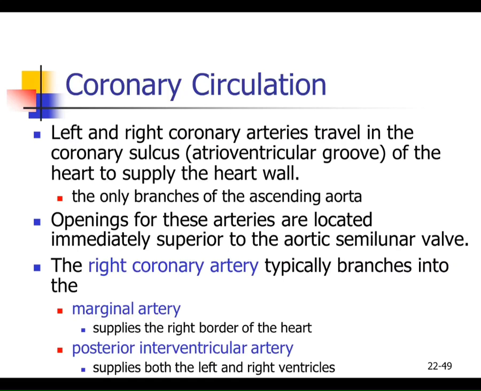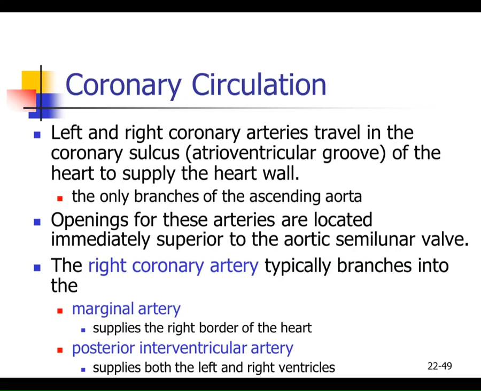You can go without oxygen to the brain for 4 or 5 minutes before you have irreversible brain damage. It's not much different for the heart, right? The heart just constantly needs that oxygen and that energy. So we're not going to name these, so don't worry about the marginal artery and the posterior interventricular artery.